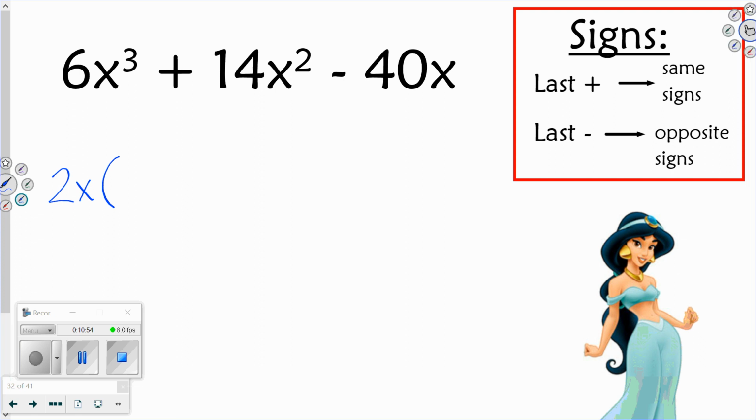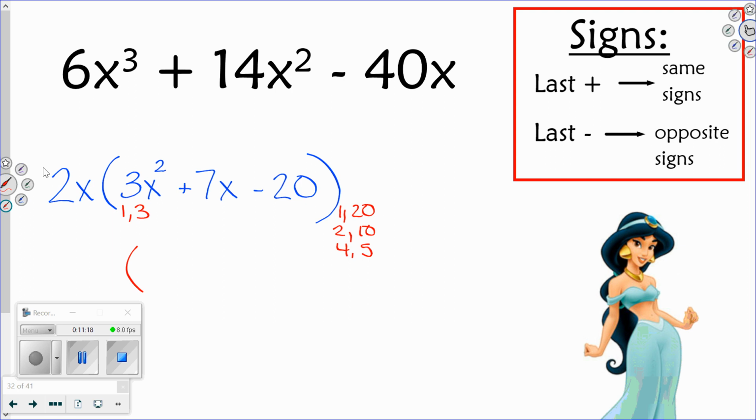So taking out a 2x from all of them, we should have had 3x squared plus 7x minus 20. All right, make sure you take the x out, because otherwise it's an x cubed. We're not factoring x cubes. We're only factoring x squared stuff. Okay, so from here, looking at your options, we have 1 and 3. Here we're going to have 1 and 20, 2 and 10, 4 and 5. Double check, make sure you brought down baby brother.